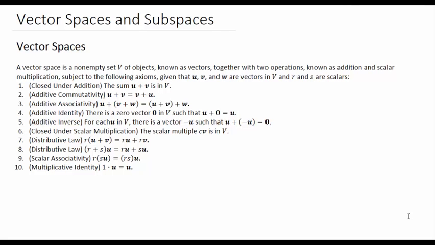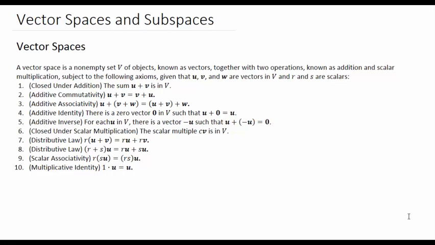So here we'll talk about vector spaces and subspaces. And we'll start with the vector spaces. So a vector space is a non-empty set V of objects, which we're going to call vectors, together with two different operations, addition and scalar multiplication. And they're subject to the following axioms.